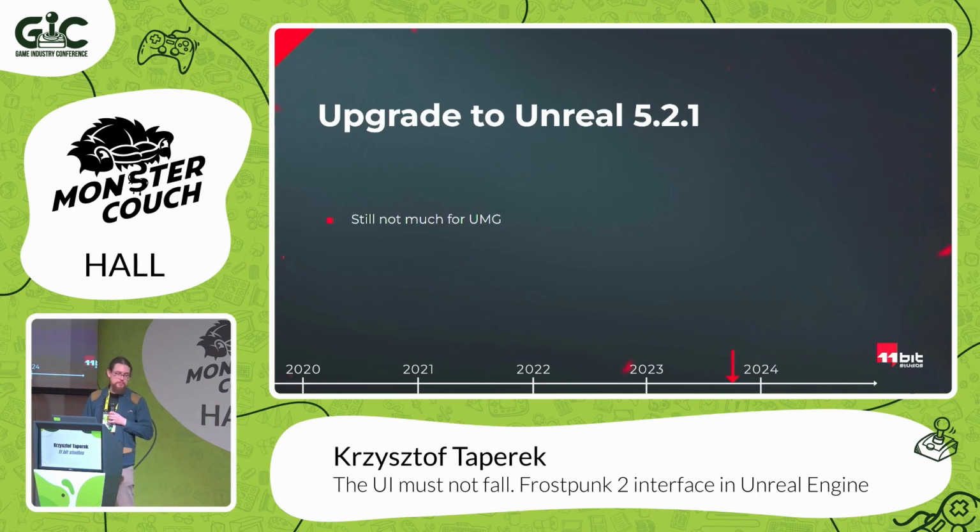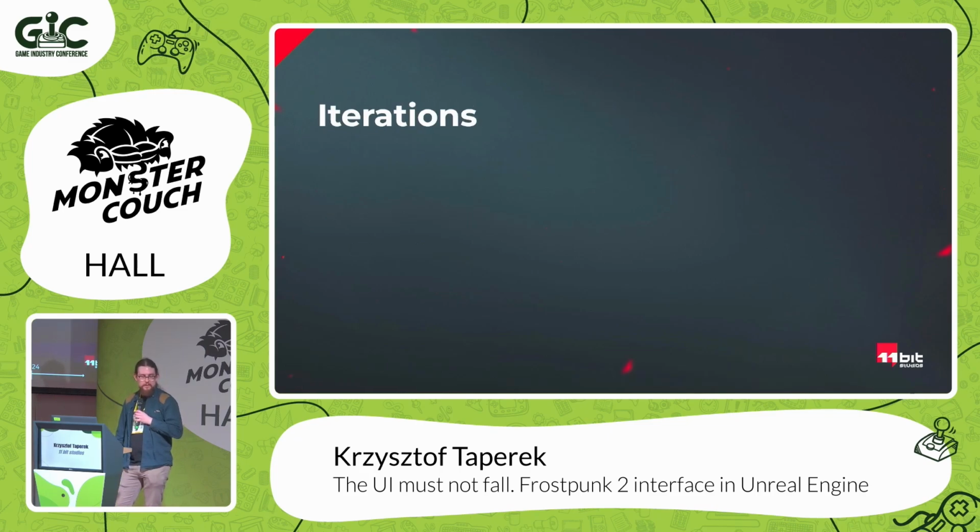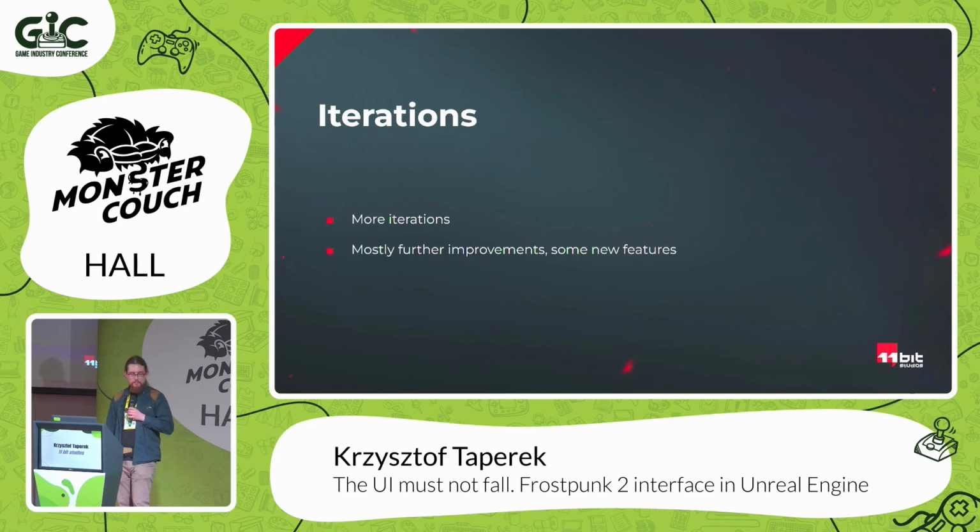And still not much for UMG. They added Enhanced Input. It's a nice tool for combining multiple shortcuts into contexts, and we use them with our contexts. So there were a lot of iterations and more iterations, and everything we did in the representative placeholder approach.